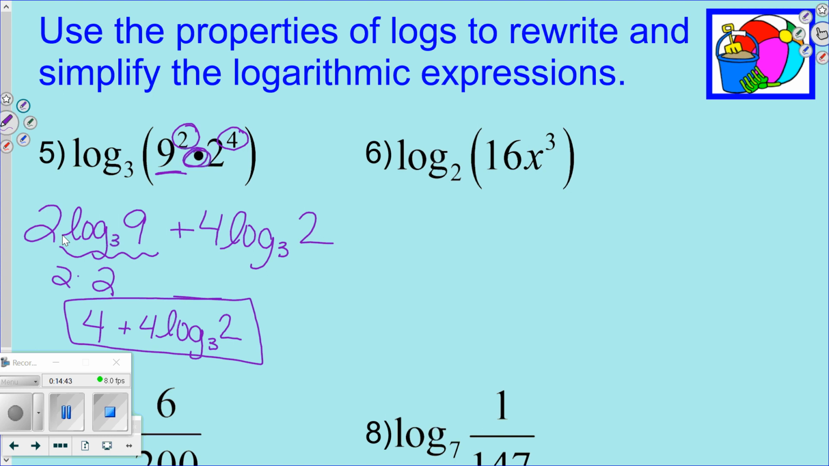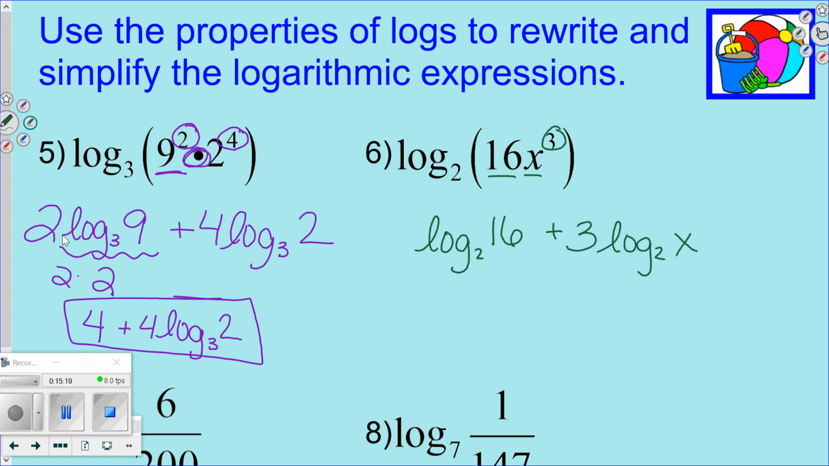All right, how about 6? How many times will you write the word log? Twice, because you have a 16 and then you have the x part, right? You have 2 things being multiplied. Log base 2. Base 2. Close. What do I do with an exponent? Yep, he comes out front, so that's just going to be an x there.